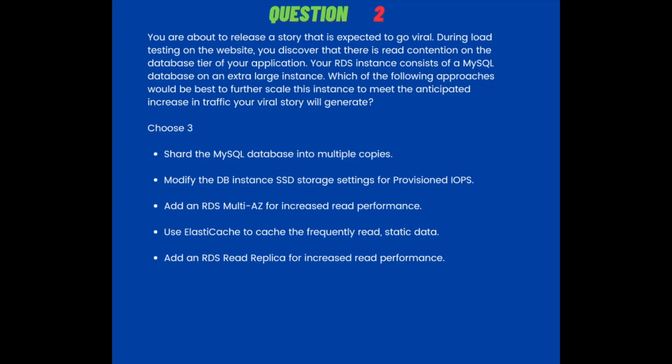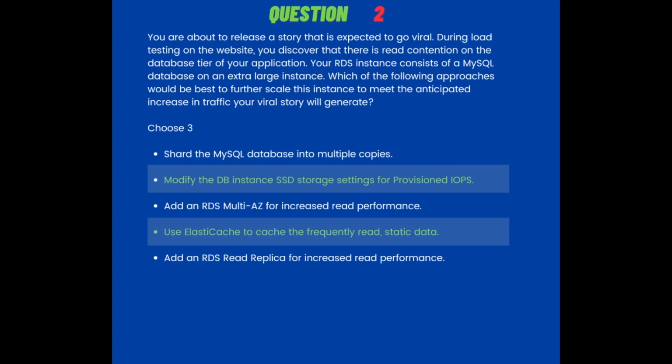Use ElastiCache for the frequently read and static data. So this surely can be a possible answer, where you add ElastiCache so that your read performance will be fast, especially on static data. And the fifth answer is add an RDS read replica to increase read performance. Definitely. So in my view, out of these five, the second, modify the DB instance SSD storage setting for provisioned IOPS, is the correct answer. Second one is use ElastiCache, and third is the read replica.